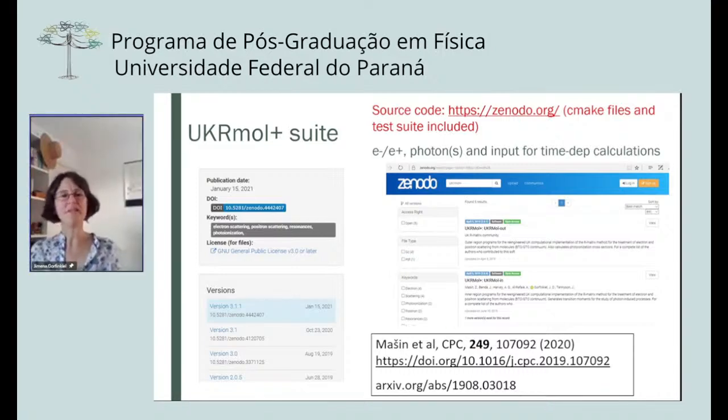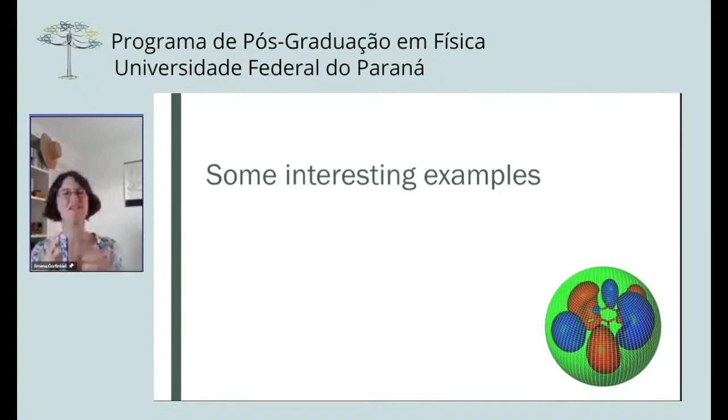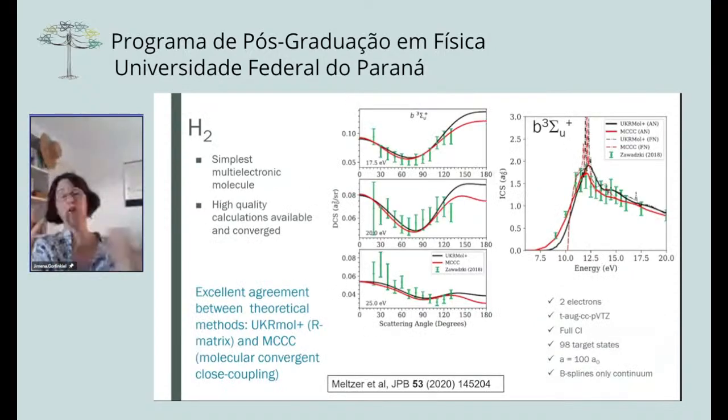So let me give you now an idea of some interesting examples of things that we can and do, and things that we cannot do so well, and some interesting processes that we are studying. So the simplest neutral molecule is H2. And you may think that because the study of collisions is decades old, and H2 is the simplest molecule, everything there is to know about electron scattering from H2 is well known. And the reality is that it is not.